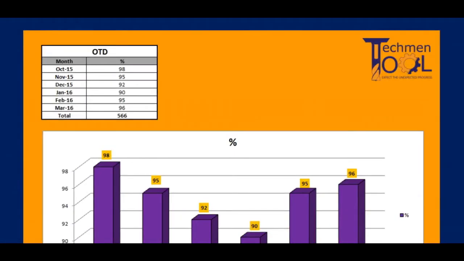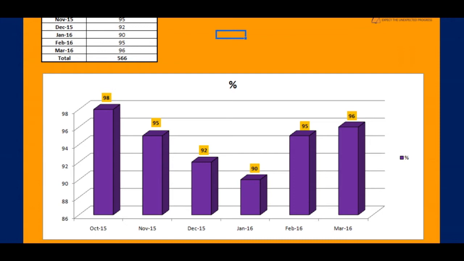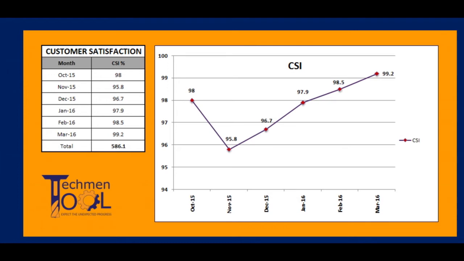This is the Key Performance Indicator or KPI of the Sales and Marketing Department on OTD, or On-Time Delivery performance. Here, a month-wise sample trend chart is generated in terms of percentage in order to analyze the performance of the Sales and Marketing Department. And this is the KPI of the Sales and Marketing Department on customer satisfaction. Here, a month-wise sample trend chart is generated in terms of percentage in order to analyze the performance of the Sales and Marketing Department.